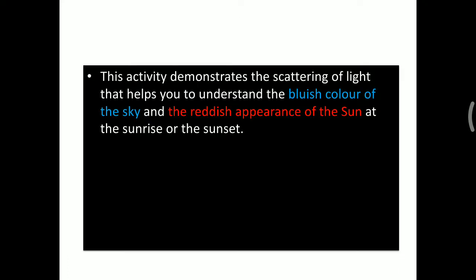So this activity demonstrates the scattering of light that helps you to understand the bluish color of the sky and the reddish appearance of the sun at sunrise and sunset. I hope you understood why the color of the sky is blue, and why the sun appears reddish during sunrise and sunset.